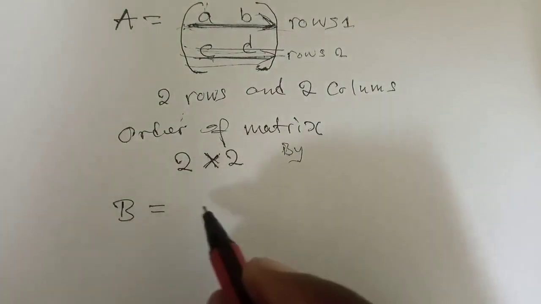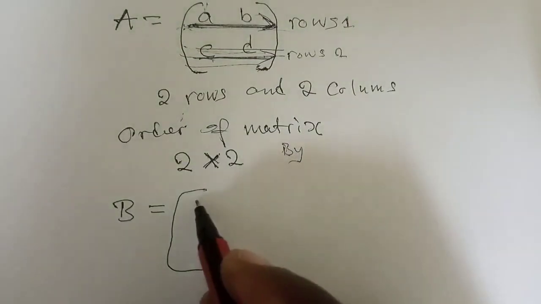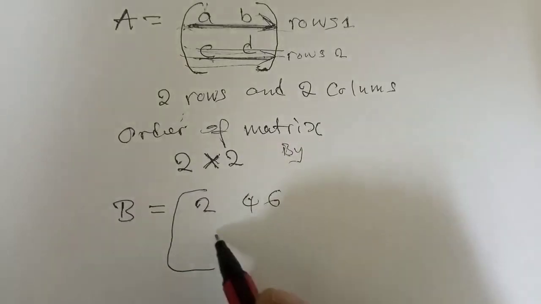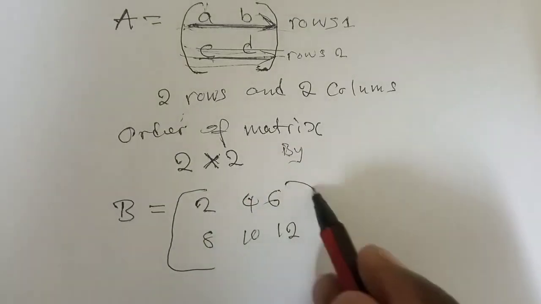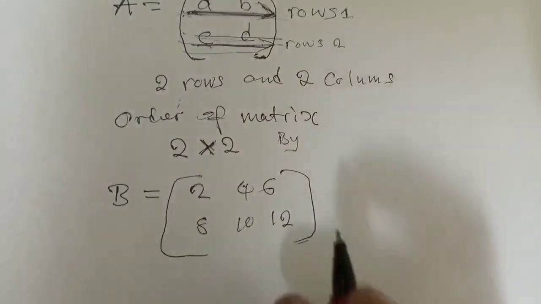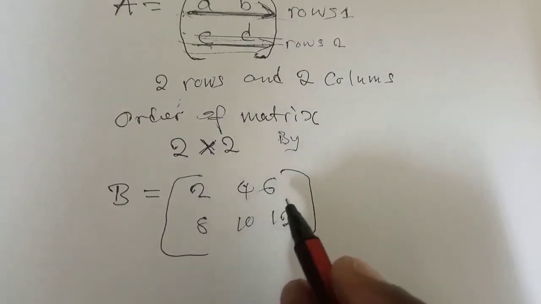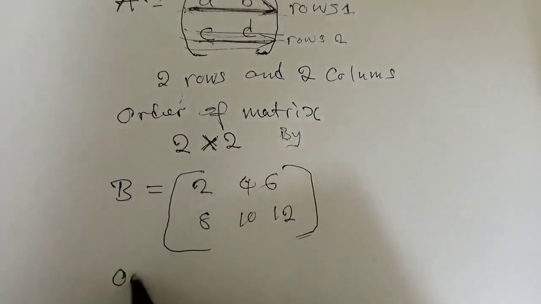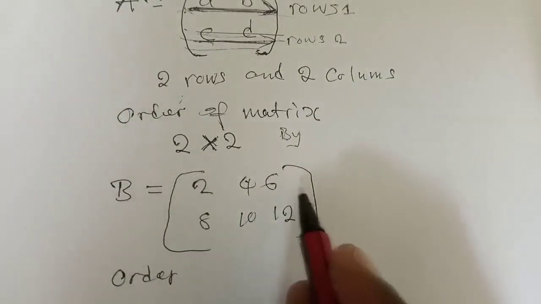So matrix B, let's say we have 2, 4, 6, 8, 10, 12, like that. This is not 46, but it is 4, then 6, like that. So when you're taught to write the order of the matrix, what is the order of the matrix?